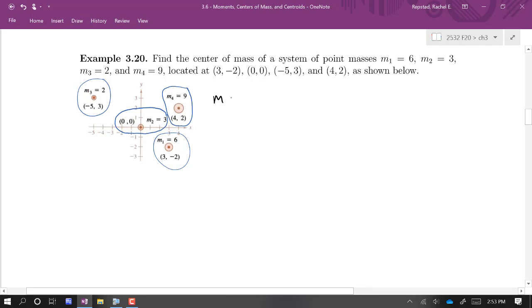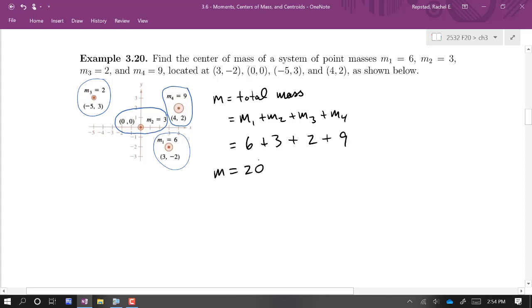So M is the total mass. And we just find it by adding up the masses. So M1 is 6, M2 is 3, M3 is 2, and M4 is 9. And that gives us a total mass of 20. And now we're going to find the moment about each axis.